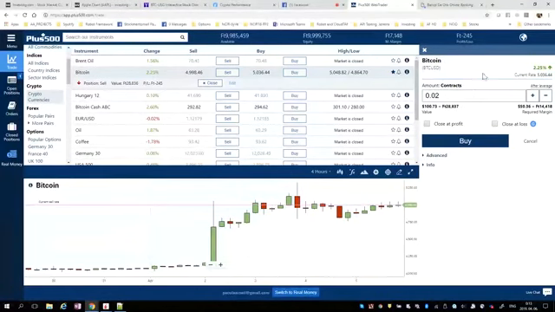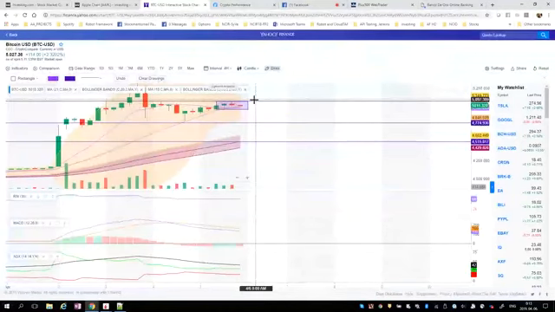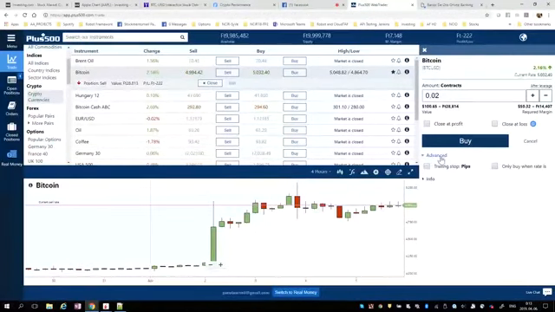Alright, so let's continue. I want to buy, but I don't want to buy at the current price. I want to buy only when it breaks out to 5,100, because there, I am already sure that the price will go up. So how do we do that? This is in the advanced settings. So, only buy when the rate is 5,100.